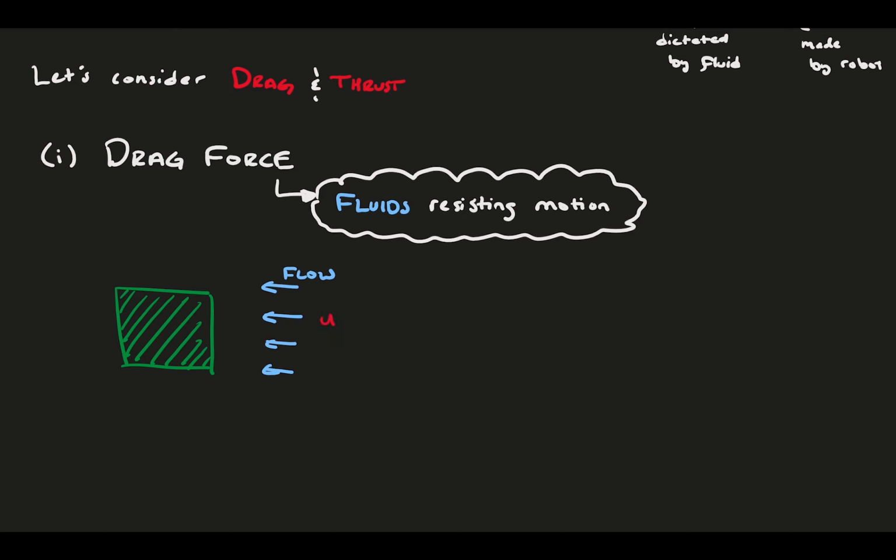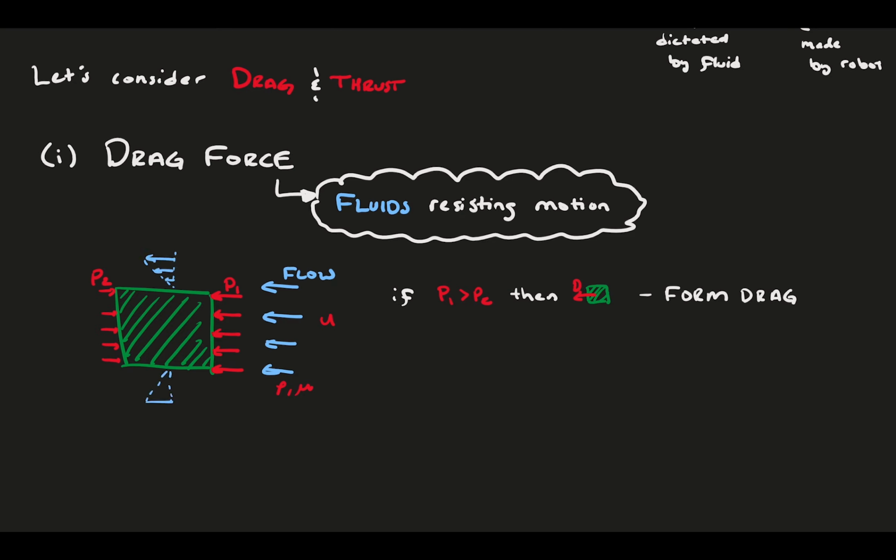Consider an object in a flow field where the flow has velocity u and the fluid has density rho and viscosity mu. There are two main ways this object can feel drag. First, we have drag due to pressure difference in the front and back of the cube. If there is a pressure difference, we know from our Navier-Stokes equations that we have a force, and that force is something called the form drag.